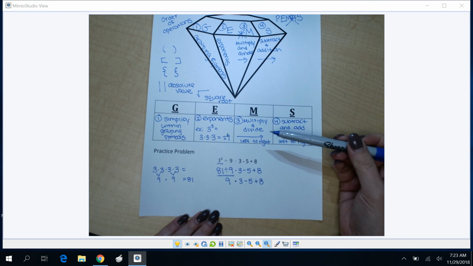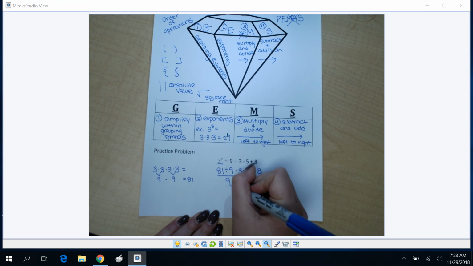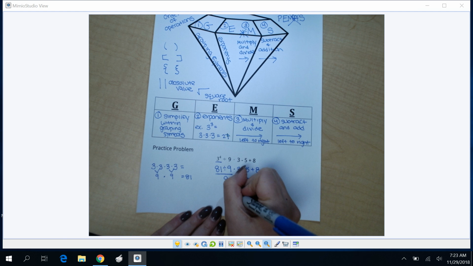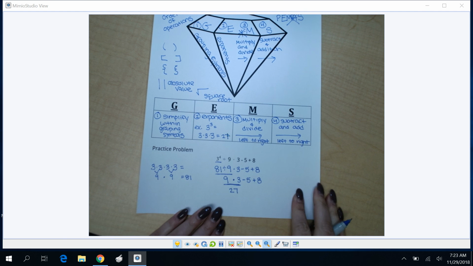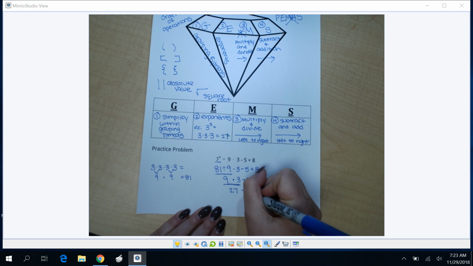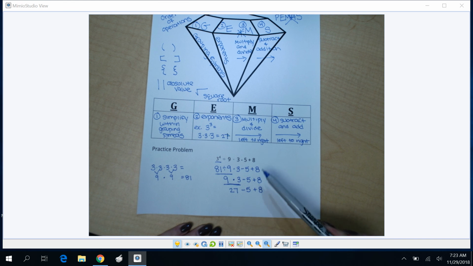Okay, so I'm still on step 3. I look for any more multiplication and division in my next step, and I do see a multiplication, so I'm going to underline that. It's 9 times 3. So 9 times 3 is 27, so I'm going to write 27 underneath that, and then rewrite everything else I haven't done yet. So minus 5 plus 8. Okay, look at step 3 if there's any multiplication and division. I don't see any more, so I solved all those.